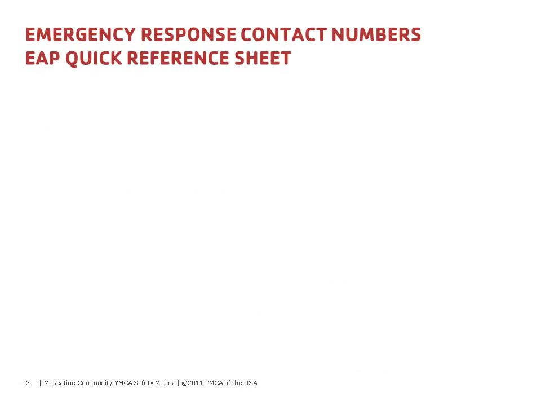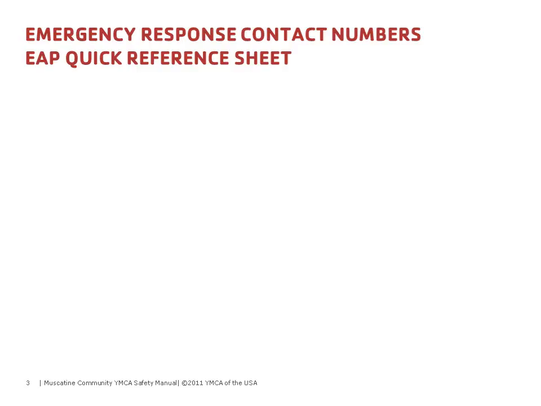Emergency Response Contact Numbers and EAP Quick Reference Sheet. In case of emergency, follow the specific emergency response process found in the Emergency Action Plan and call the appropriate agency at the designated emergency number, and assure your personal safety.